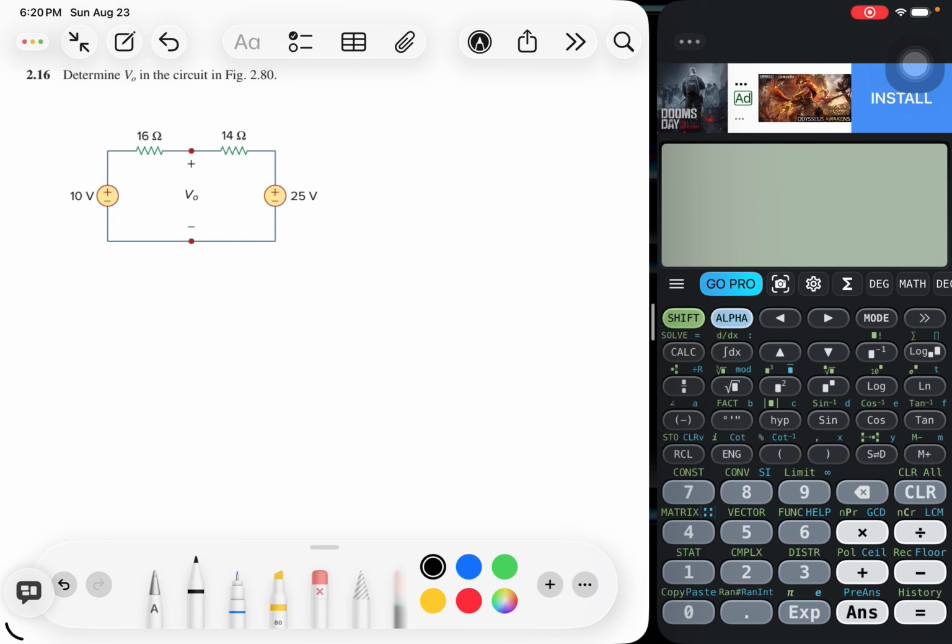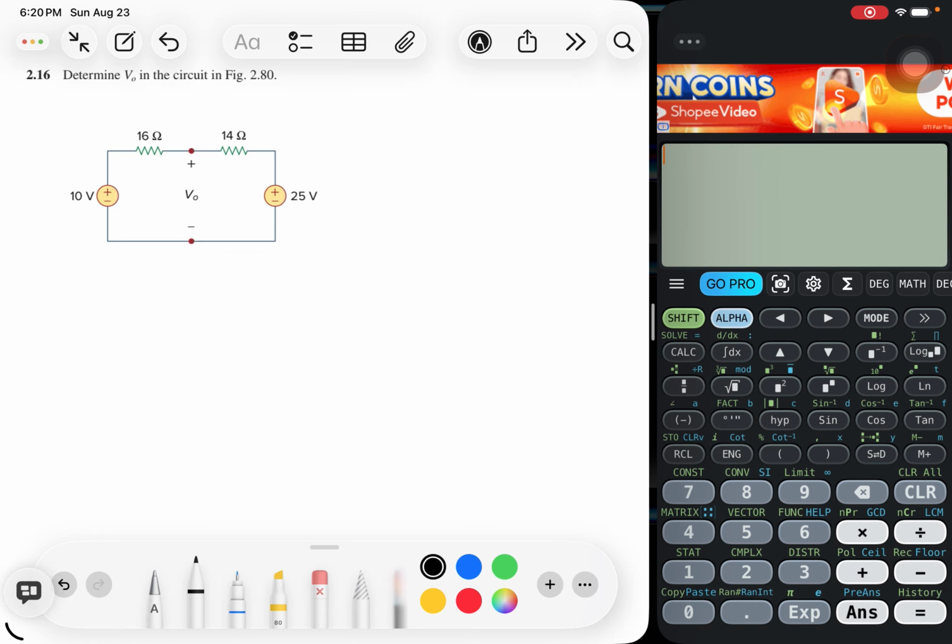Good day to everyone. Let's try to solve this problem 2.16. Determine V naught in the circuit in figure 2.8. So normally, how do you solve this kind of problem?